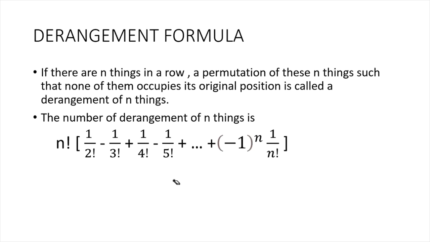Okay. Anyway, the formula of derangement is n factorial times (1 upon 2 factorial minus 1 upon 3 factorial plus 1 upon 4 factorial and so on, up to (minus 1) to the power of n times 1 upon n factorial).